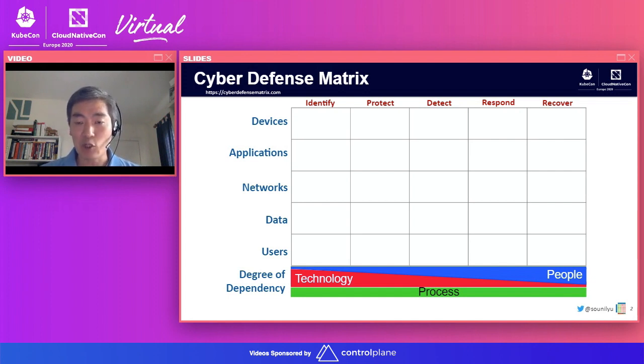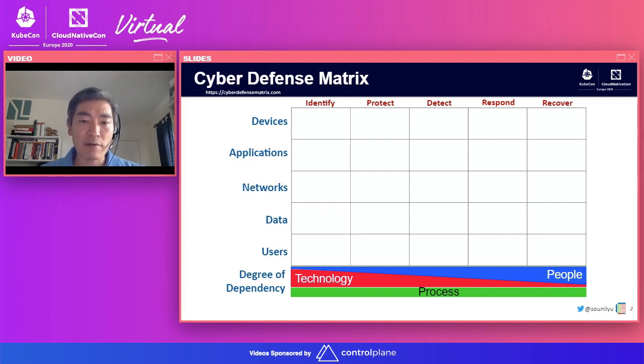This is a non-trivial problem because there are literally thousands of security technologies and vendors out there, and it's challenging to understand how each one might fit into a portfolio of capabilities. To address this problem, I created something that I call the cyber defense matrix.